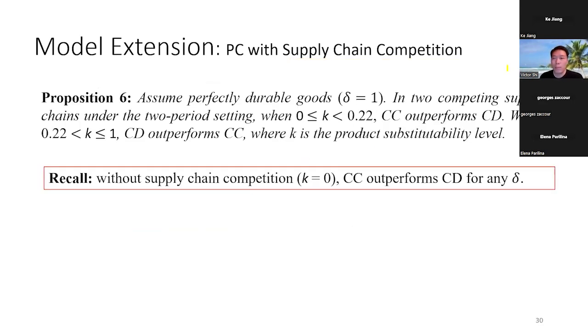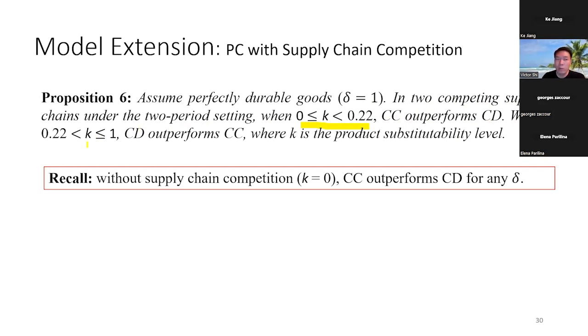So based on this important parameter K, we find that K is going to affect the supply chain structure choice a lot. Again, we assume delta equals 1. We assume there are two competing supply chains under the two period setting. So here it says if K is between 0 and 0.22, then centralization is better.